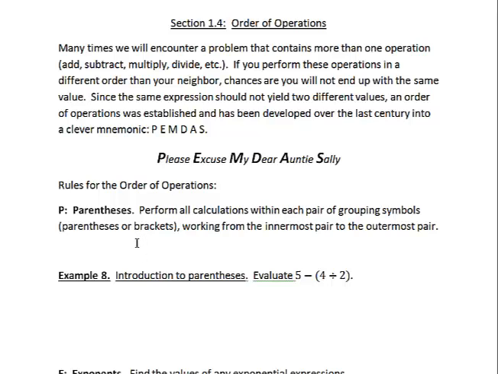Okay, so this order of operations is very important. Maybe you've heard the mnemonic PEMDAS. Well, it simply can be remembered through this sentence. Please excuse my dear Aunt Sally. And each one of these abbreviations, P, E, M, D, A, S, represents a mathematical operation. That's why we call it the order of operations.